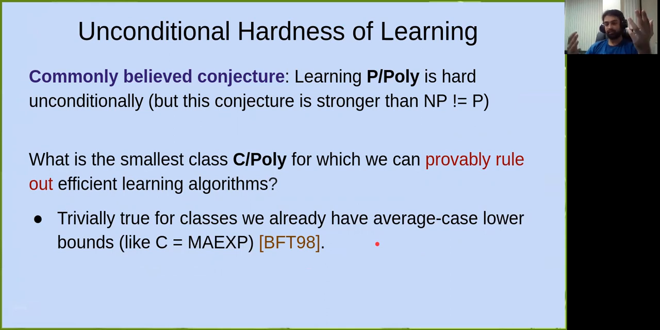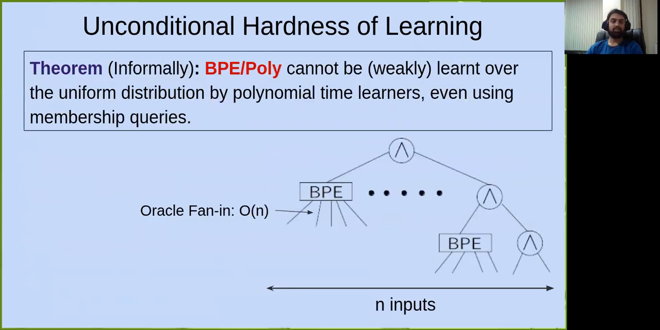The reason for this is that if MAEXP cannot even be approximated by any polynomial size circuits, then of course there's no learning algorithm whose hypothesis output is going to approximate every function in MAEXP well. So we'll rephrase the question: what is the smallest class C/poly for which we can provably rule out efficient learners, such that it is still consistent with our current understanding of complexity theory that the class C does not already have strong average case lower bounds?